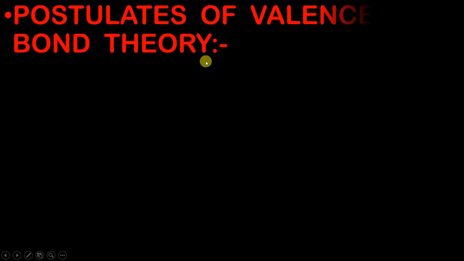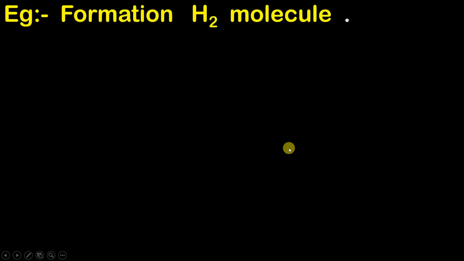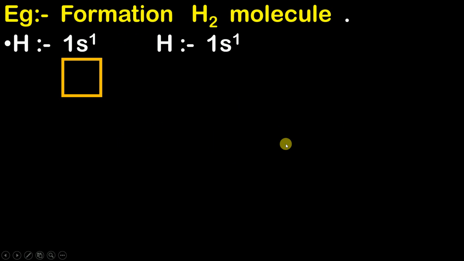Now the second postulate tells us that each overlapping atomic orbital must contain an unpaired electron with opposite spin. What is the meaning of this? As you can see over here, let's assume that the upward arrow means clockwise direction. So this one electron is moving in a clockwise direction, whereas this other electron is moving in an anti-clockwise direction.